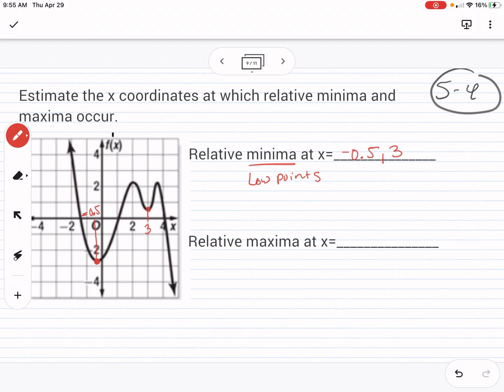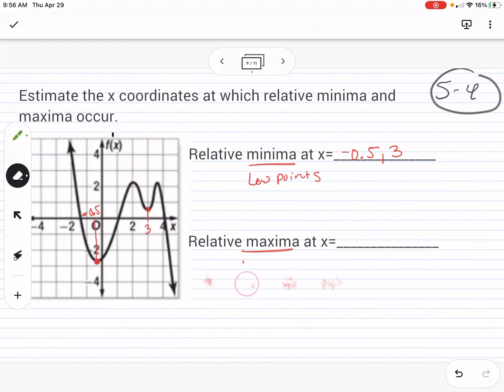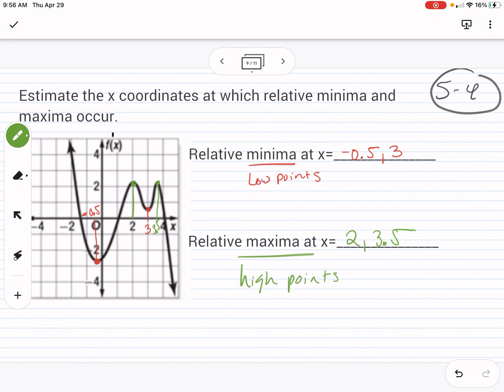Then relative maxima, which is plural for maximum, would be your high points. Let me do that one in another color. On the graph, I see a high point right here at 2, and another high point here at about 3.5. So minima are low points, maxima are your high points.